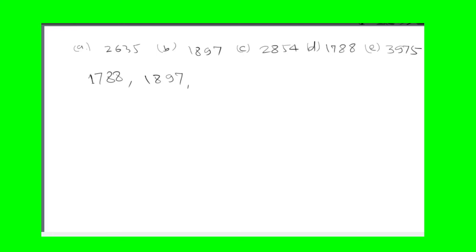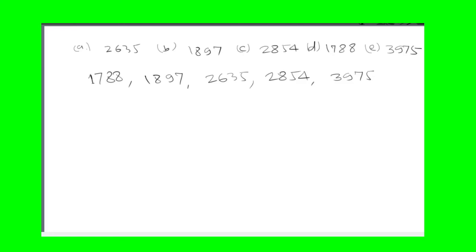Then 2635. Then 2854. And 3975. So we have used all the numbers and arranged it in the increasing order.